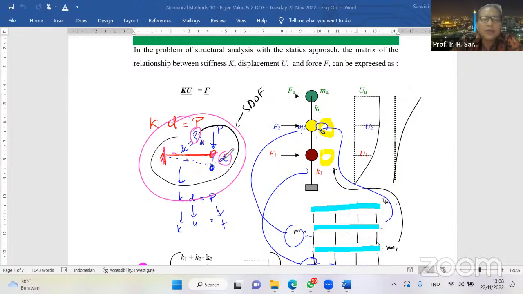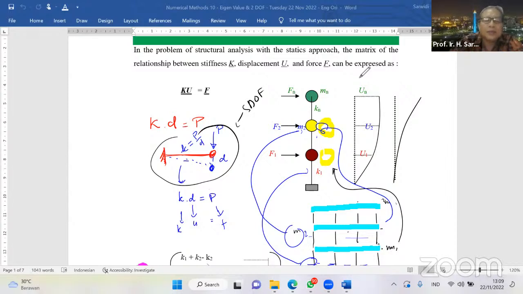So if you have two of these data, you can calculate the rest. For example, if you have the weight of the person and the stiffness K, then you will get D, because D is P divided by K. Sometimes K is also K, and displacement is sometimes U. Notice the symbols, and also P is sometimes F, because it's force. So this is the example of the case.